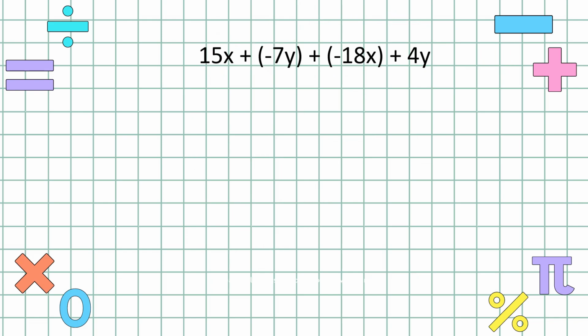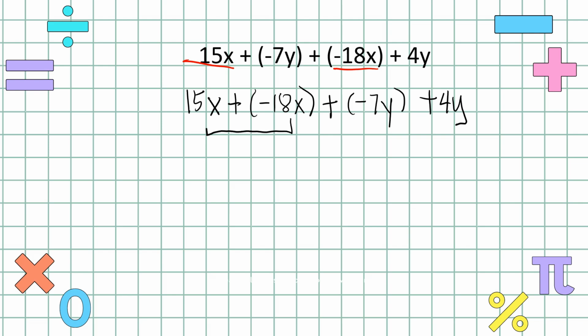For our next example, we have 15x plus negative 7y plus negative 18x plus 4y. So again, put the like terms beside each other. So we have 15x plus negative 18x. So it's already written in addition form, which is much easier compared to subtraction. And then we add negative 7y plus 4y.